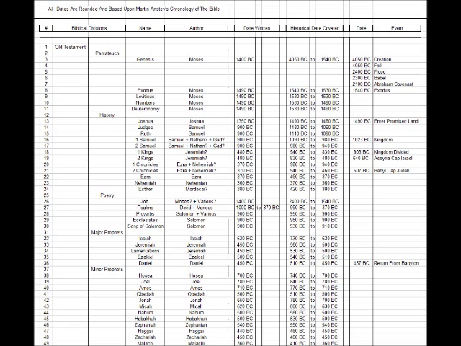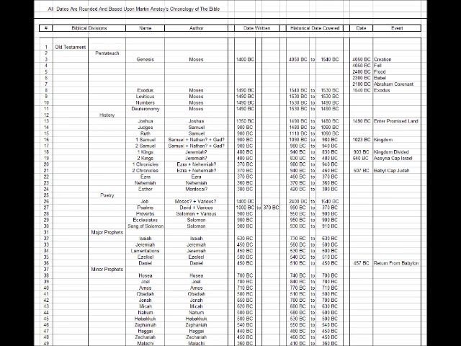Okay, the 4th division in the Old Testament is the major prophets. There are 5 major prophets. The reason why these are called major prophets and the other prophets of the Old Testament are called minor prophets is because of the length of the book that they wrote. The longest prophetical books in the Old Testament are Isaiah, Jeremiah, Lamentations, Ezekiel, and Daniel.